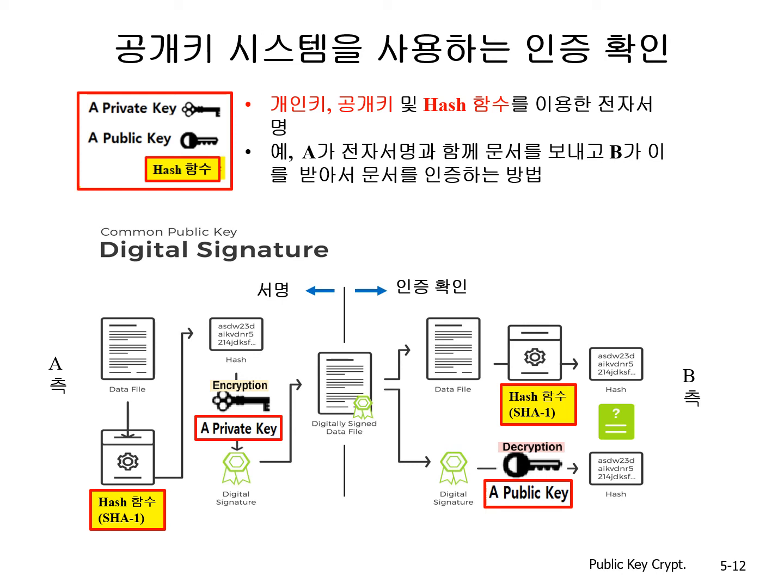The digital signature is used to authenticate the source, the sender's message. Let's see how a private key, public key, and hash function are used in a digital signature.